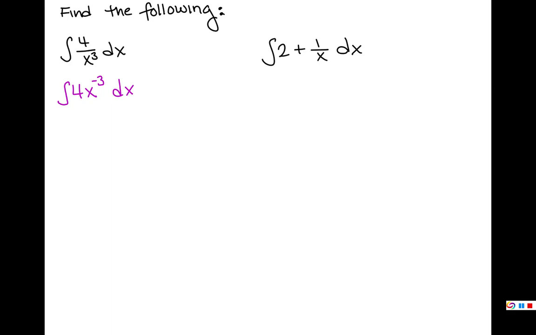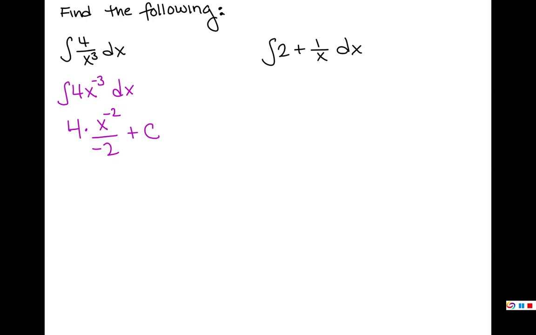This is a lot like when you were taking derivatives. If you had a constant times a function, the constant just stays there. So the 4 stays there, and then I add 1 to the exponent. I get x to the negative 2 divided by negative 2. And I always have to put a plus c on at the end.